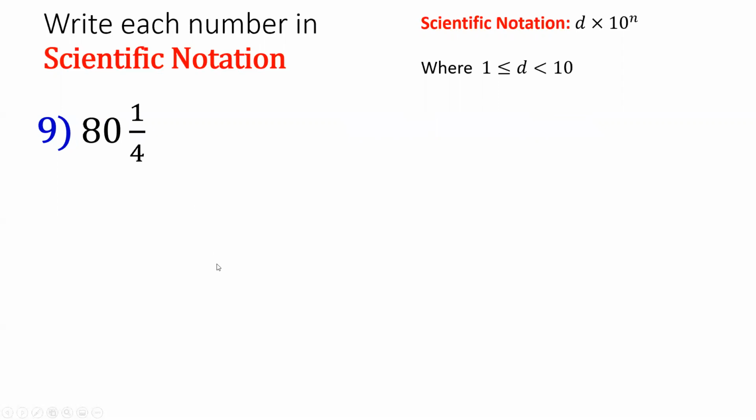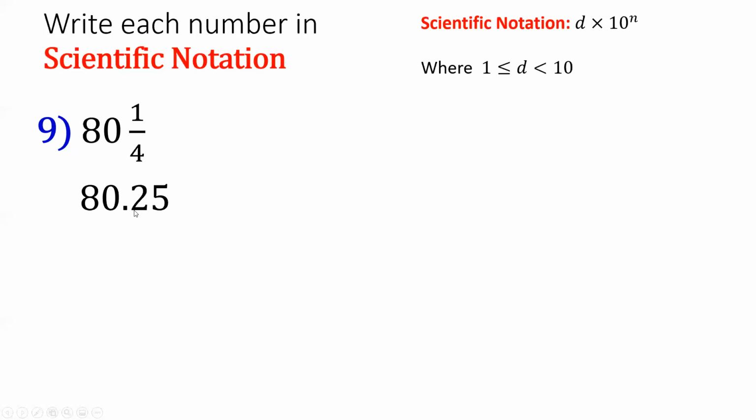Next one we're going to look at is 80 and 1/4. Well, there's no decimal point yet because it's written as a fraction. So let's rewrite this as a decimal. Remember, if you don't know what 1/4 is as a decimal, you can just, on your calculator, do 1 divided by 4. And what this would look like is 80.25. 1/4 is 25 cents, so 0.25.